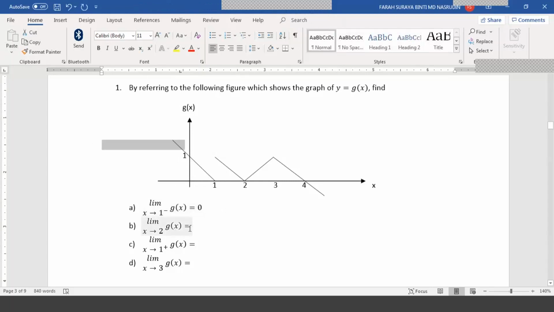Okay. B. Limit x approach 2. Tapi dia tak tulis left or right. So dia hanya tanya x approach 2. So kena tahu dulu left dia berapa, right dia berapa.